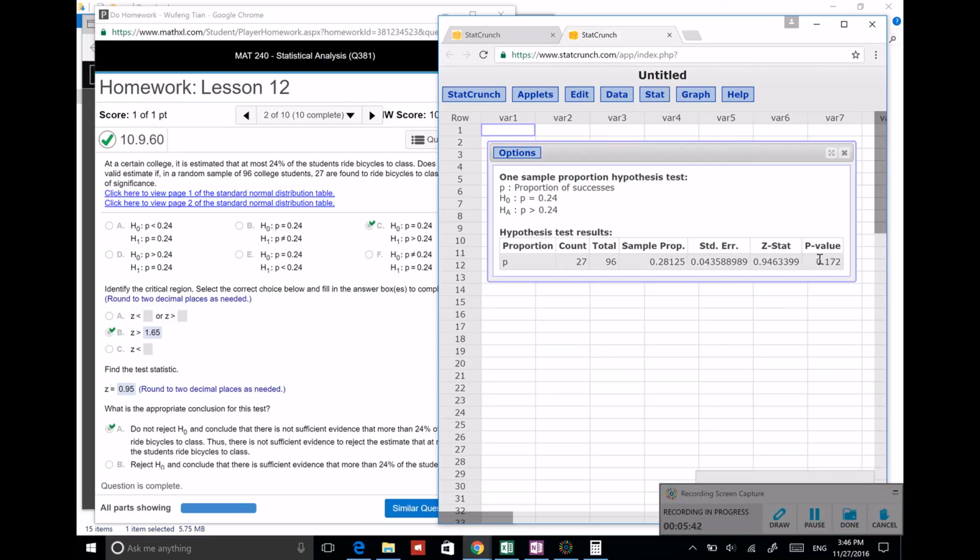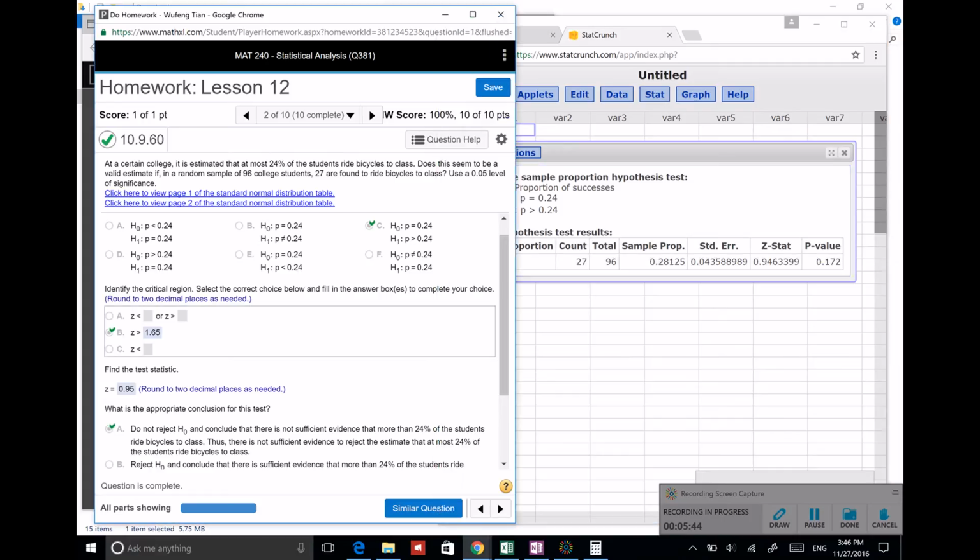Compare the p-value with what value? With 0.05. P is bigger than 0.05, so do not reject the null hypothesis. P is high, so do not reject. P is high, the null hypothesis flies. So we do not reject it because P is 0.172, which is bigger than 0.05.